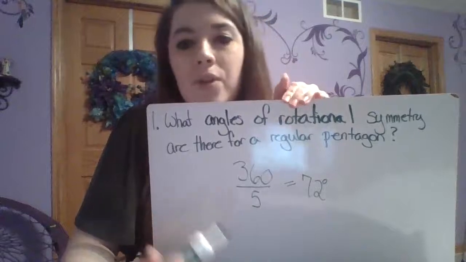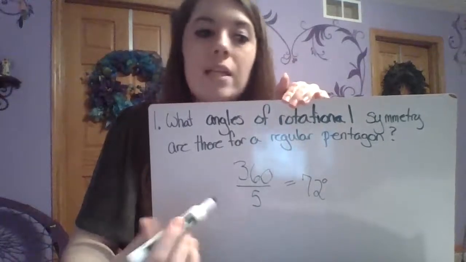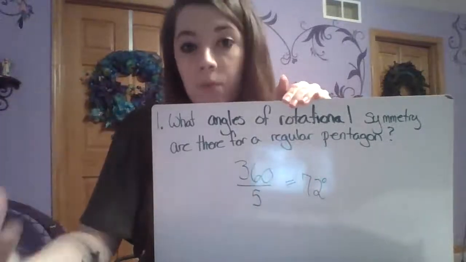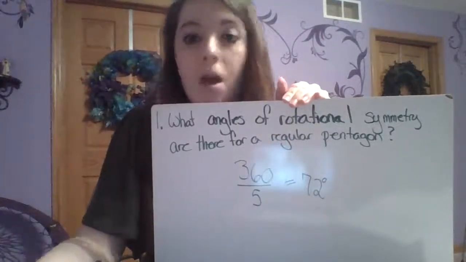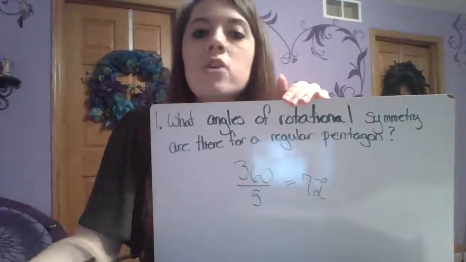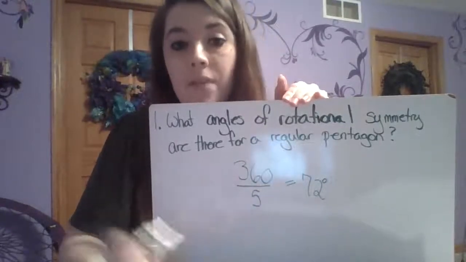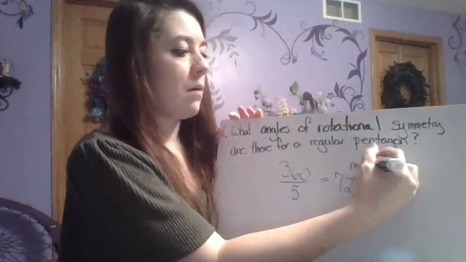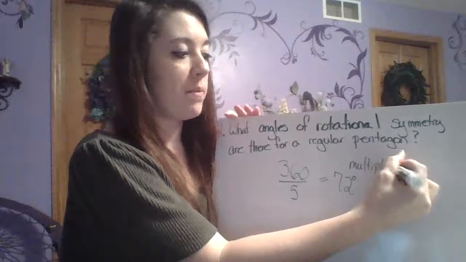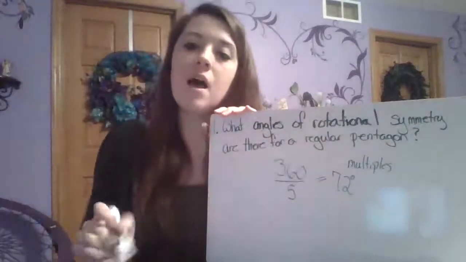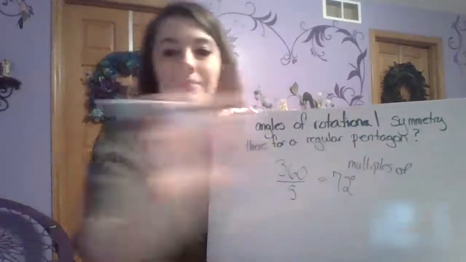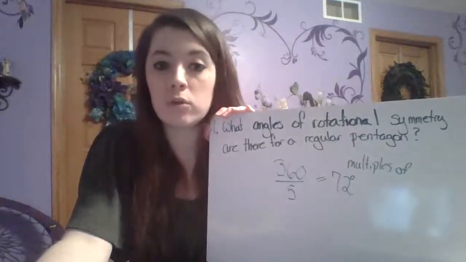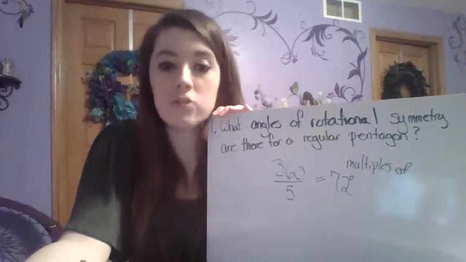Remember, when we're dealing with those rotational symmetries, we technically have 72, 144, 216, 288, and 360. All of those are angles of rotational symmetry. So we just want to say multiples of 72. You do not have to write out all of the multiples of 72 up until 360. You can just say multiples of 72 degrees, and that'll be your answer. So that's what you're doing on the first 2. I did the first one with you, so you'll do this on the second one.